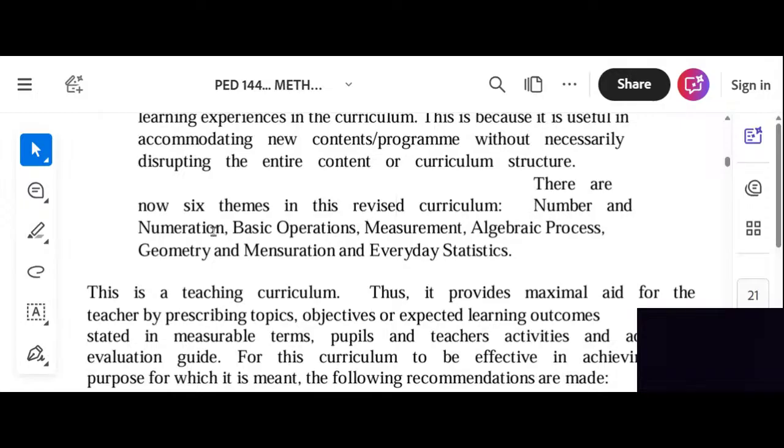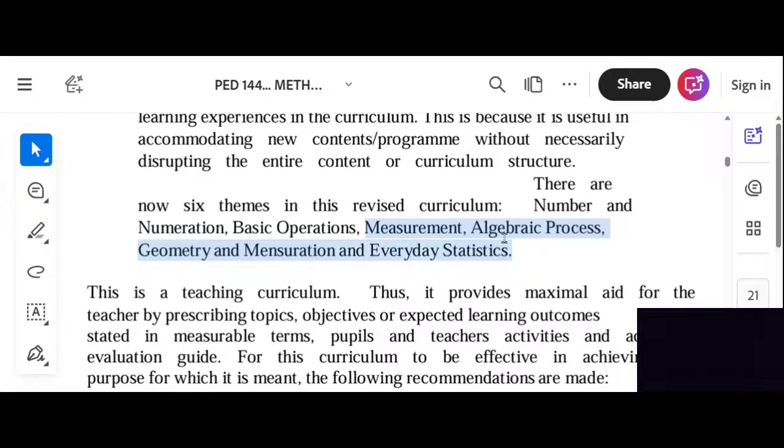Number and numeration is the first theme. Basic operations is the second theme. Measurement is the third theme. Algebra process is the fourth one. Geometry and mensuration is the fifth one, and the sixth one is everyday statistics.